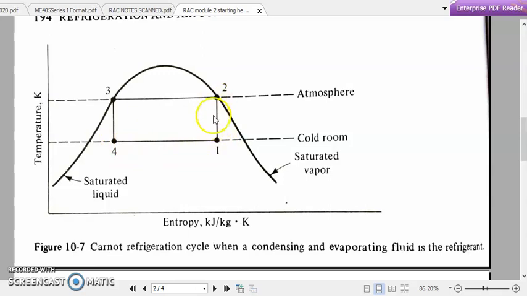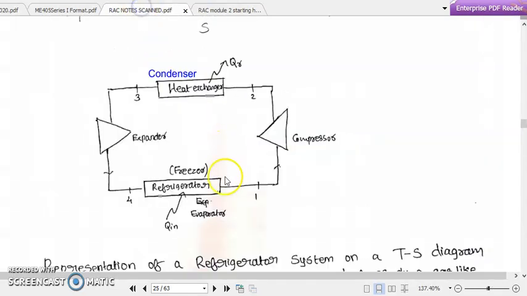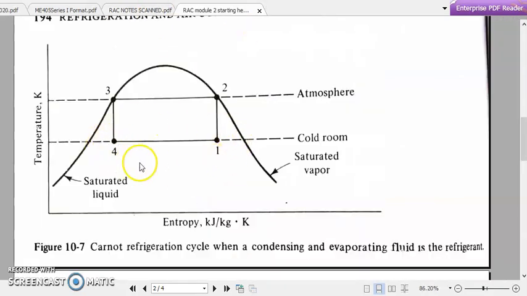Then 1-to-2 will be our compression process. So you can see over here, this is our diagram. 4-to-1 is our freezer compartment process or the refrigeration step. The working fluid will be evaporating in that refrigerator, so it will be a horizontal line like this.